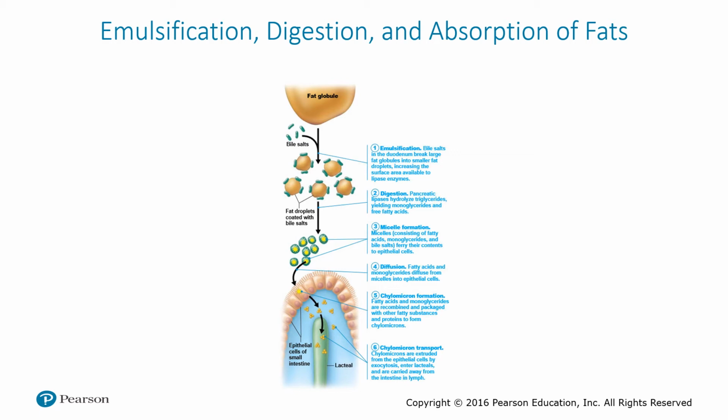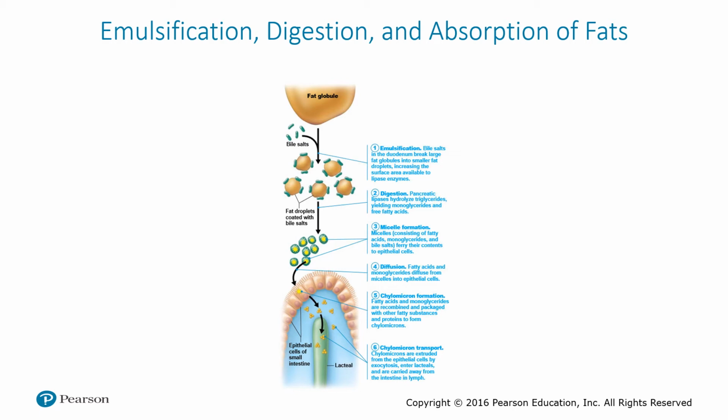So these are products from the digestive system that become coated with bile salts and lecithin. And then after the micelle formation, the fat droplets are able to be diffused. So the lipid products will leave the micelles and cross the epithelial membrane through the process known as diffusion. And then once they cross the membrane, chylomicron formation occurs.